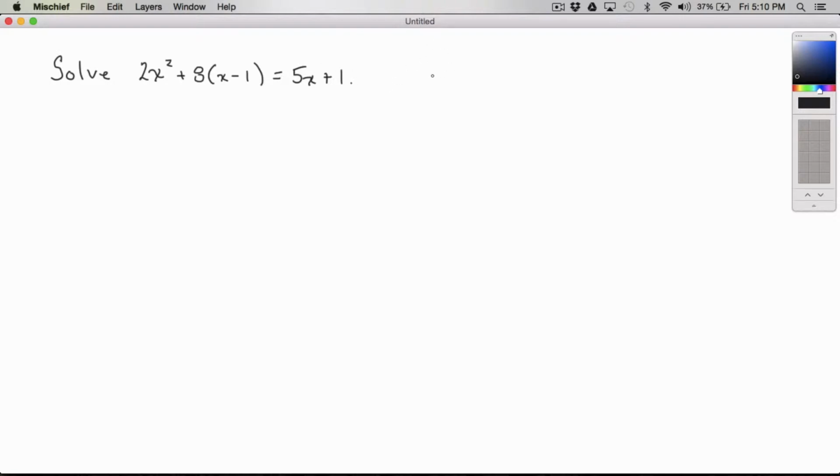Before we can do anything, we first need to remove the parentheses, and then it'll make it so that we can combine like terms. So first, we're going to distribute. First, make a note of that. First, distribute.